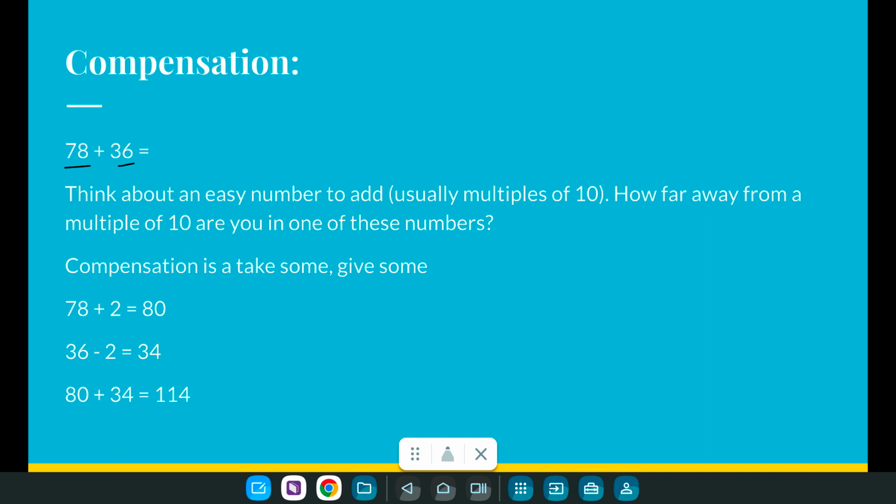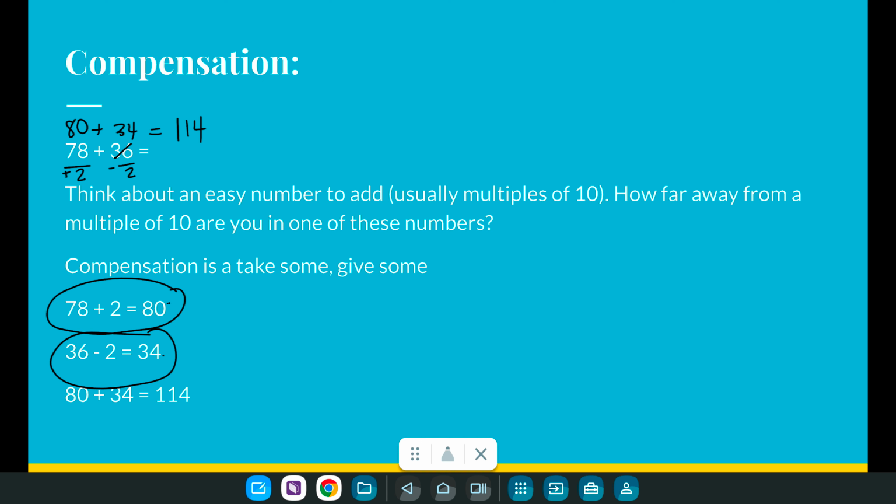So somebody might look at, if I had 78 things and 36 things, and say, well, I can slide 2 of these things over here and give them to this side, and now I would have 80 things on the left and 34 things on the right, and that's a much easier problem for me to add. The math looks like this, that I can take from one value, one addend, and give to the other addend. Compensation is a give some, take some.